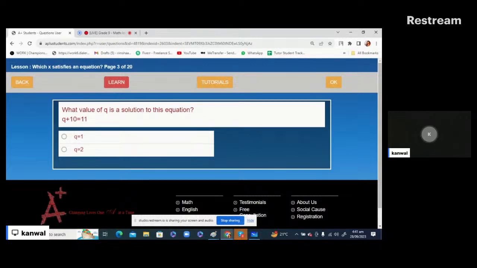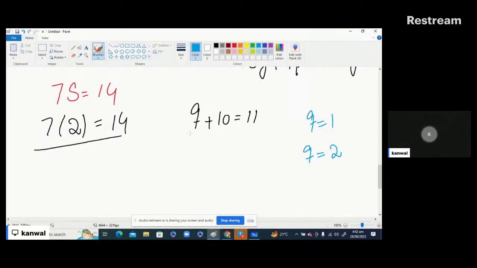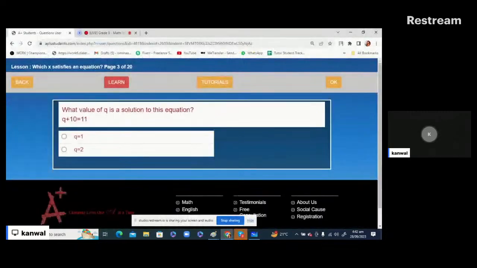Let's do this. What value of q is a solution to this equation? Q plus 10 equals 11. Two options are given. First one, q equals 1. Second one, q equals 2. Put 1 in place of q: 1 plus 10 is 11. It means that option A is right. So here we're going to click option A.